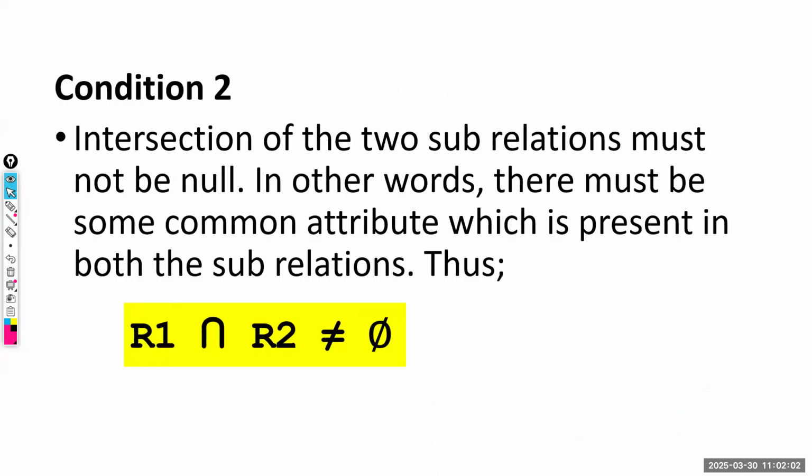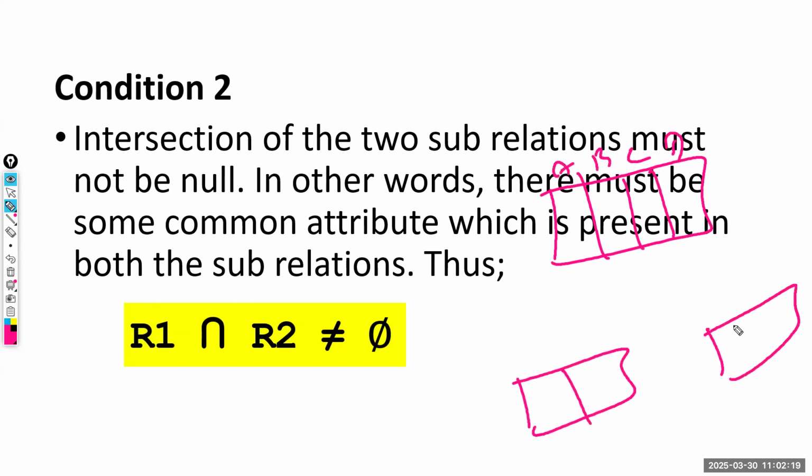Could you explain condition 2 again? Condition 2 means there must be at least one common field. When you break your A, B, C, D fields like this, here you have A, B, here you have C, D, there is no common field, because A is not here, B is not here, C is not here, D is not here. So it has violated this, because then R1 intersection R2 is empty. But if you break it like A, B and C here and C and D here, that is fine because C is common. That is common sense, right? Without a common field, you can't join this.